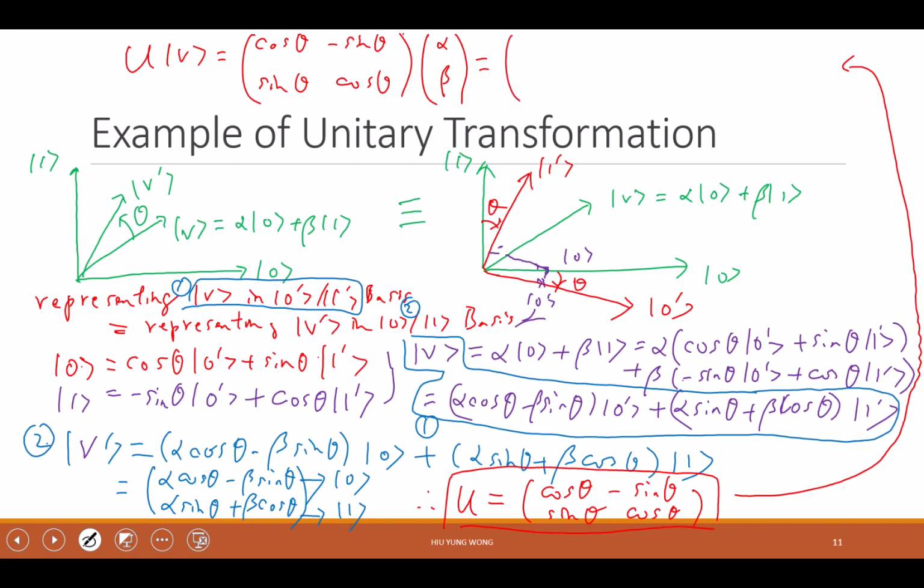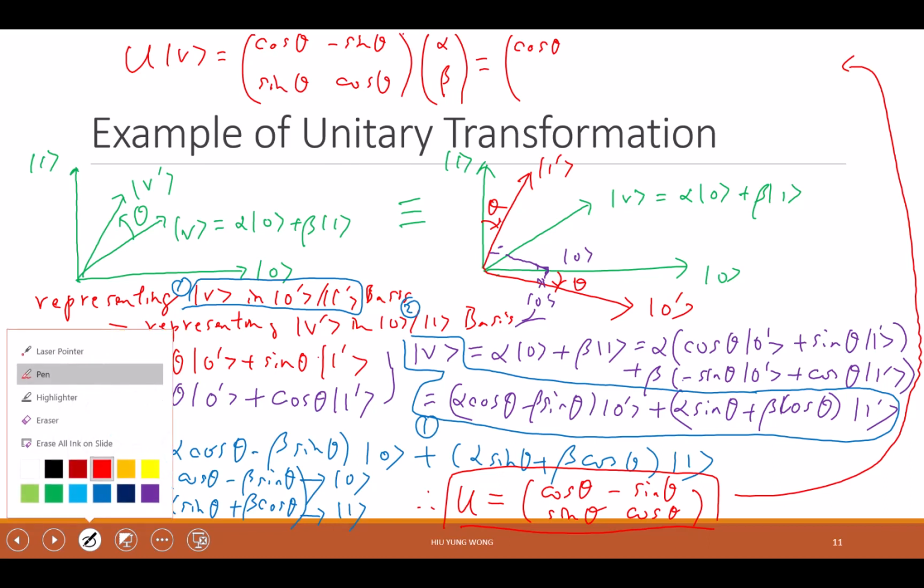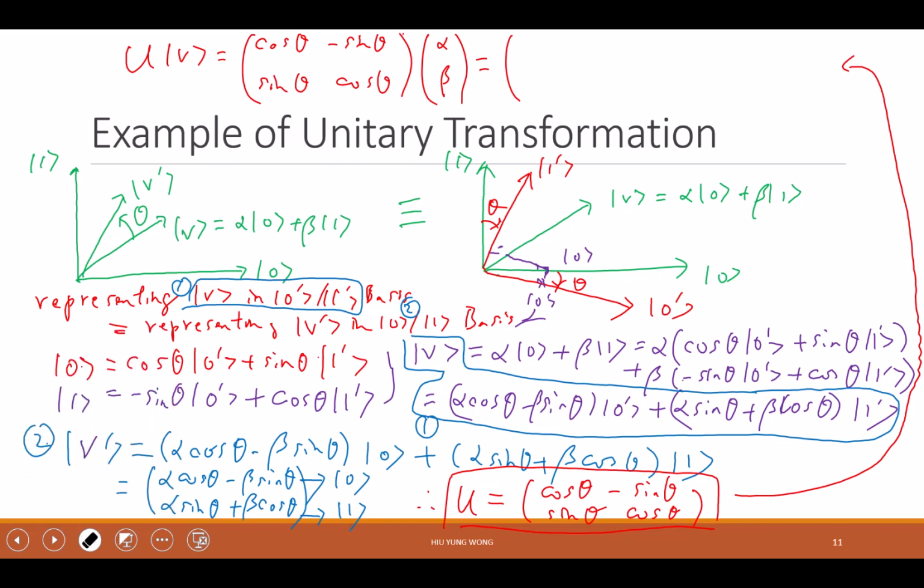You get cosine theta times alpha, so alpha cosine theta, and then minus beta sine theta, and so on. Correct? Are they the same? So indeed, I derived the unitary matrix.